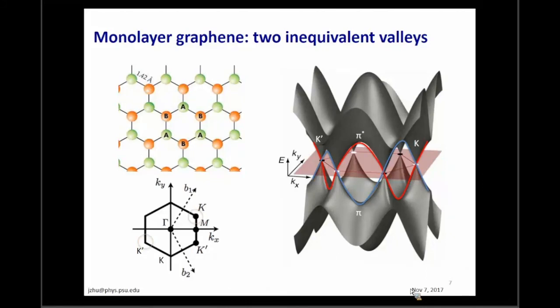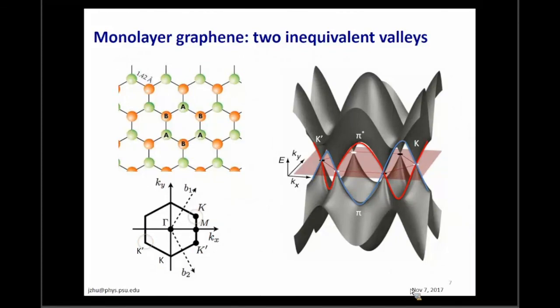You notice that really there are two kinds of positions, K and K prime. This is the Brillouin zone here. You can see that if I'm looking at a black point over here, if I look to my left, I see a red orbital, that's the pi star. But if I'm looking at this white dot here, that's K prime, I look to my left, I see the blue one. Okay?